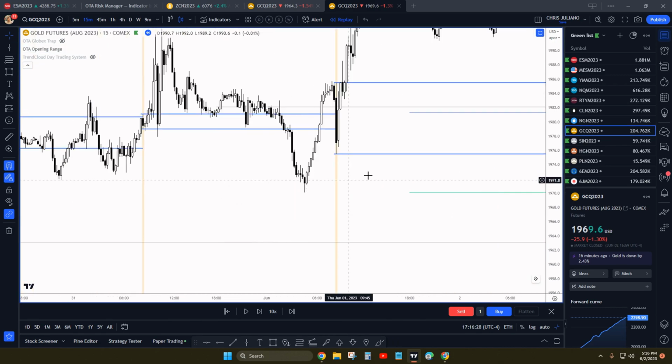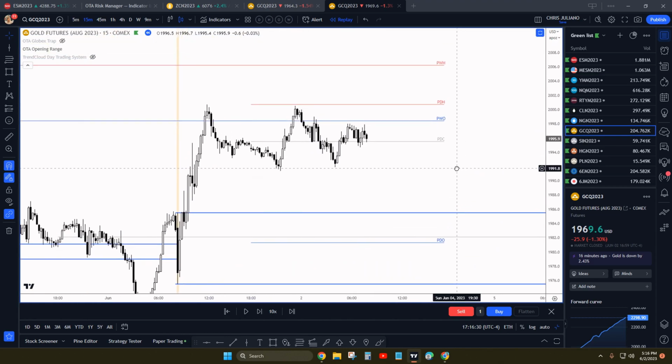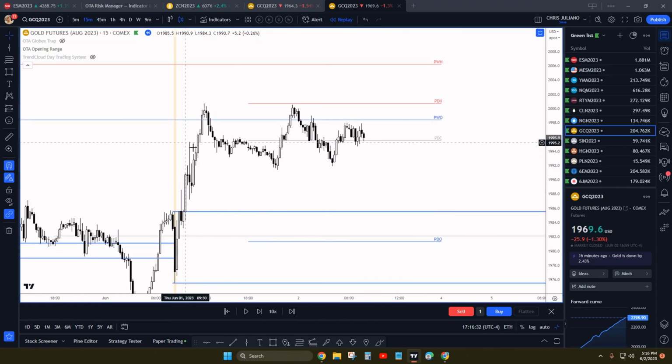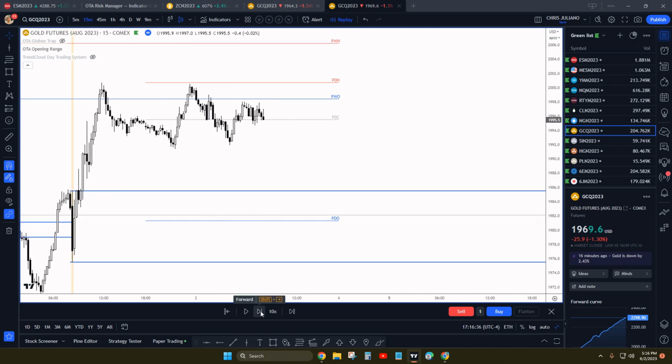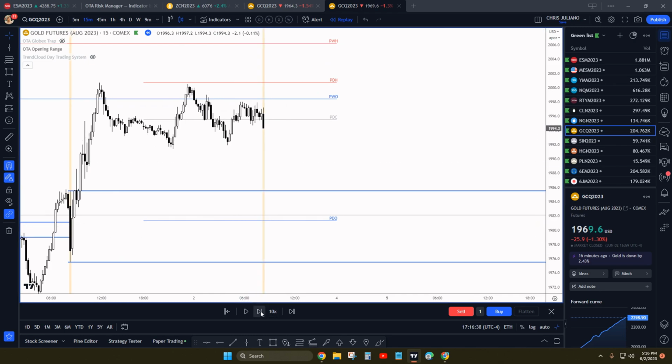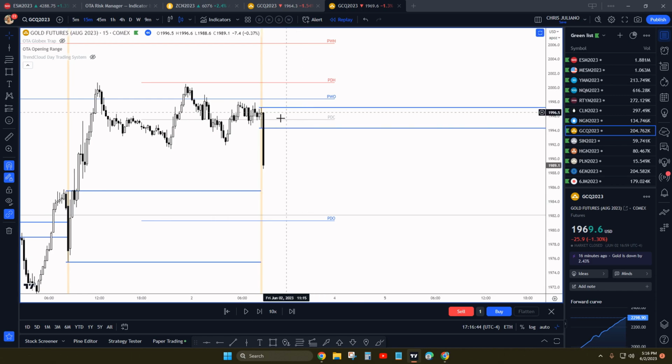Beautiful. Love that for back testing, guys. All right, so here's yesterday. Let's see what happens today. Let's move forward. Right there, that is the 15-minute candle. Lines are placed on the chart.